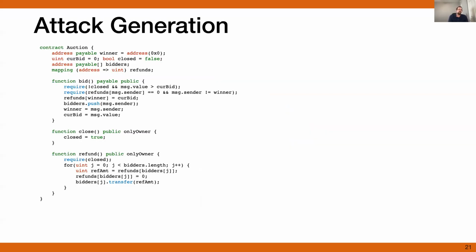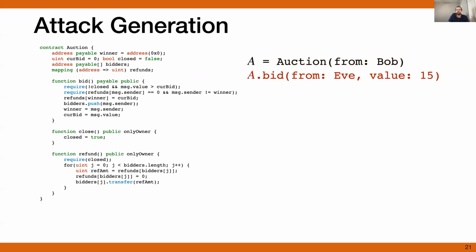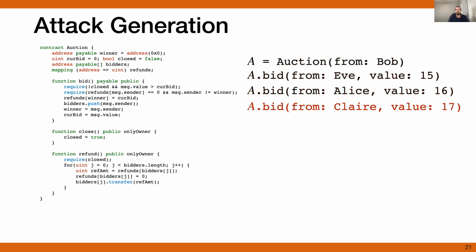So here is the auction example that we considered earlier. Now let's see what a counterexample to this would look like. Here's a trace that we might get from SmartPulse. First, an auction is created with an owner equal to Bob, and then Eve is going to bid a value of 15. Then Alice is going to come in and bid a value of 16. And finally, Claire is going to come in and bid a value of 17. Then Bob is going to close the auction.